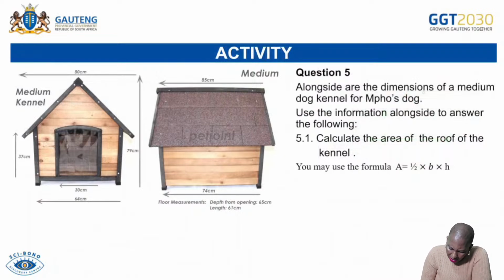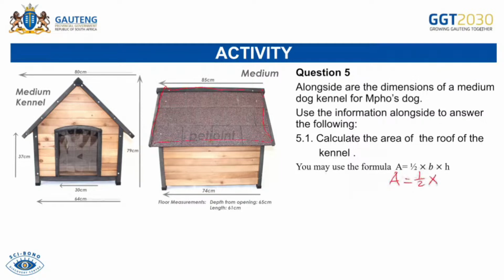It says alongside are the dimensions of a medium dog kennel. Follow the roof. Calculate the area of the roof of the kennel. Now here's the roof of the kennel of the dog, and you are given the formula. So now area is equal to half base multiplied by height. So quickly we say area is equal to half.